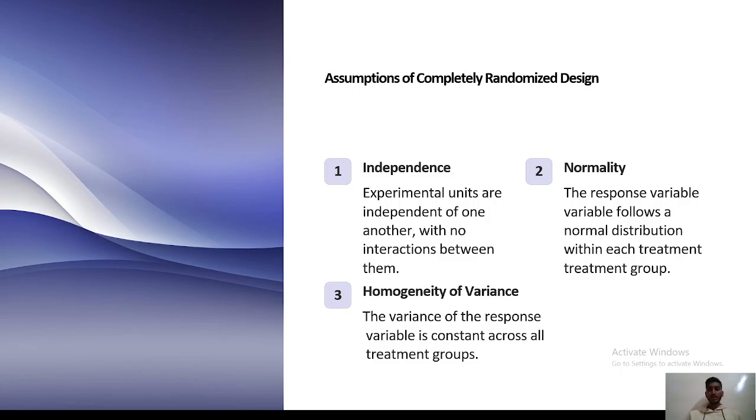Assumptions of the completely randomized design. Independence: experimental units are independent of one another, with no interaction between them. Normality: the response variable follows a normal distribution within each treatment group. Homogeneity of variance: the variance of the response variable is constant across treatment groups.